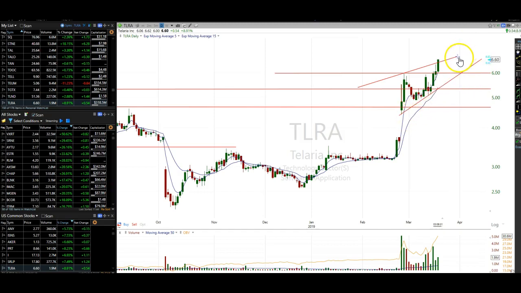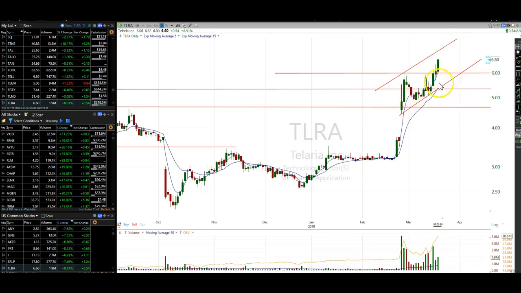because this is starting to steepen up. So then you have to draw the parallel line to it like that, and you put that parallel line on the first point, and that gives you the top of the channel. You can draw a rising wedge, and sometimes I do draw rising wedges because to me the pattern looks like a rising wedge, and it is not a strong chart.